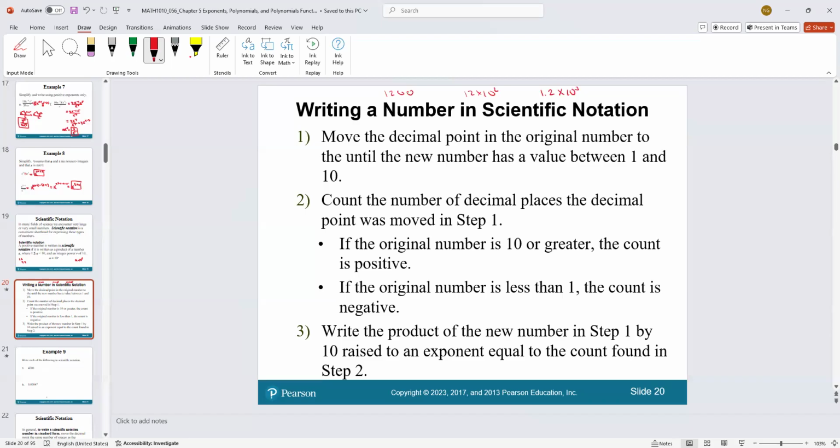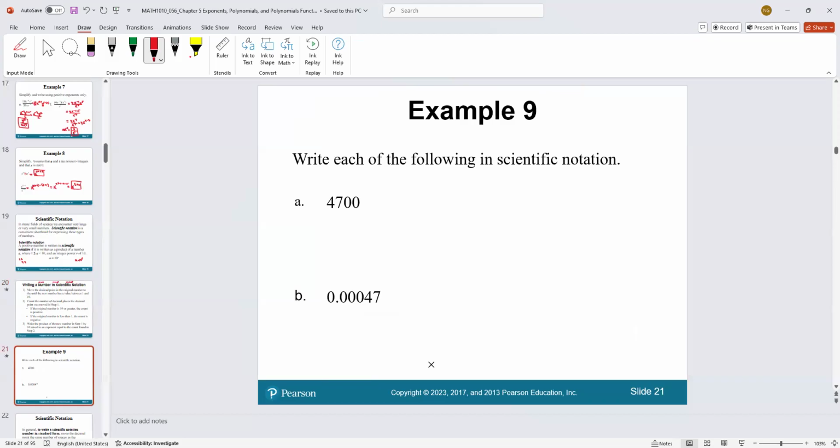So count the number of decimal places the decimal point was moved in step 1. If the original number is 10 or greater, the count is positive. If the original number is less than 1, the count is negative. Then write the product of the new number in step 1 by 10 raised to an exponent equal to the count found in step 2. For example, here, first of all, I want to rewrite it with only one digit, 7.4. So how many places do I move? 1, 2, and 3. That's 3 moves, so that means it's 10 power 3.